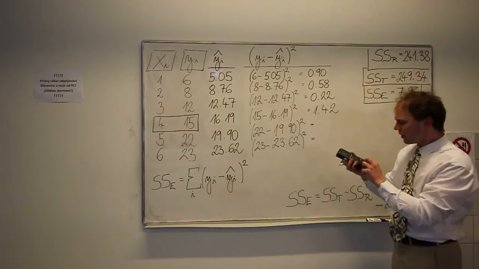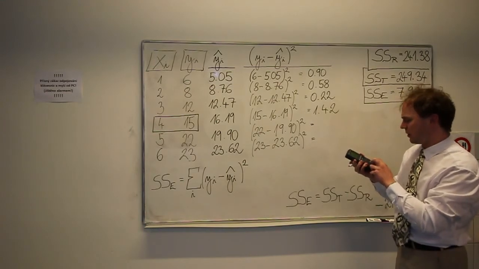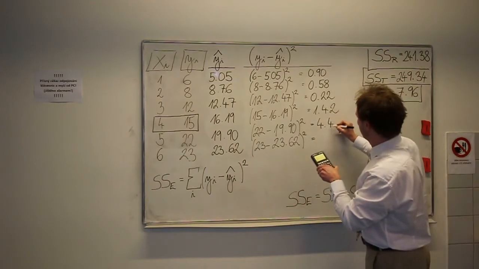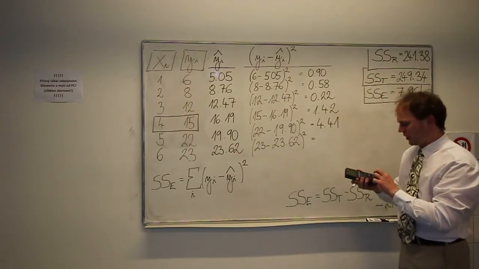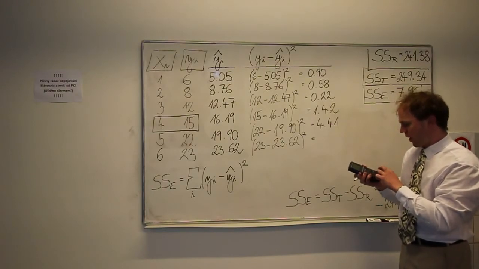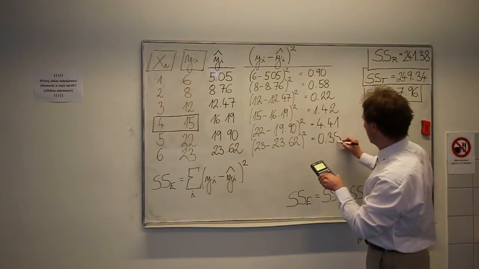1.42. 22 minus 19.90 squared, 4.41, and finally 23 minus 23.62 squared, 0.38.